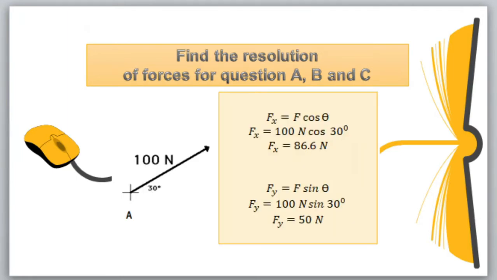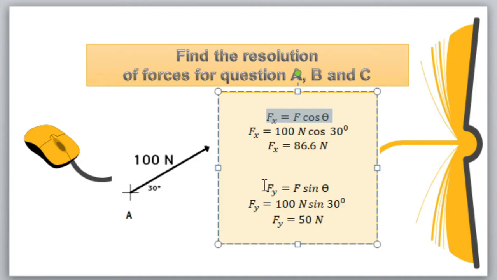Now for question A, we need to resolve the force into its components, which are the x component and y component. So x component, as we learned before, Fx is equal to F cos theta. So the force is 100 Newton and the angle is 30 degrees. For x, it will be cos. And be sure that the angle is measured from the x-axis. So the answer will be 86.6 Newton.